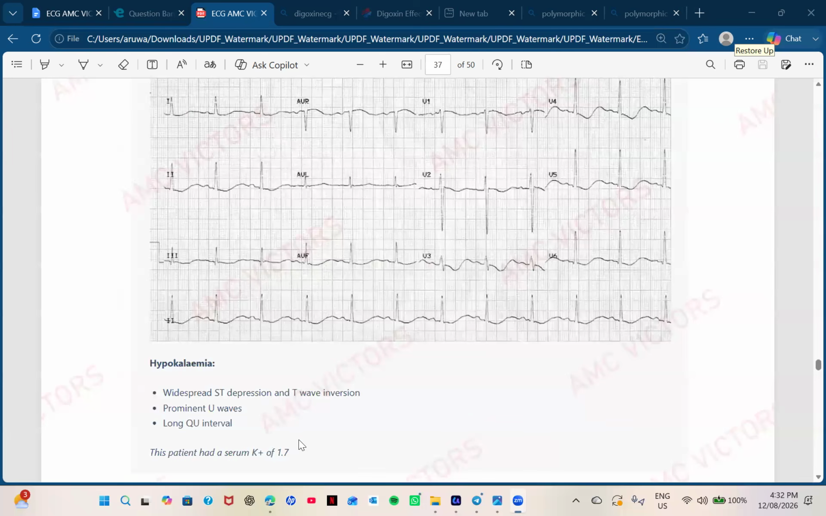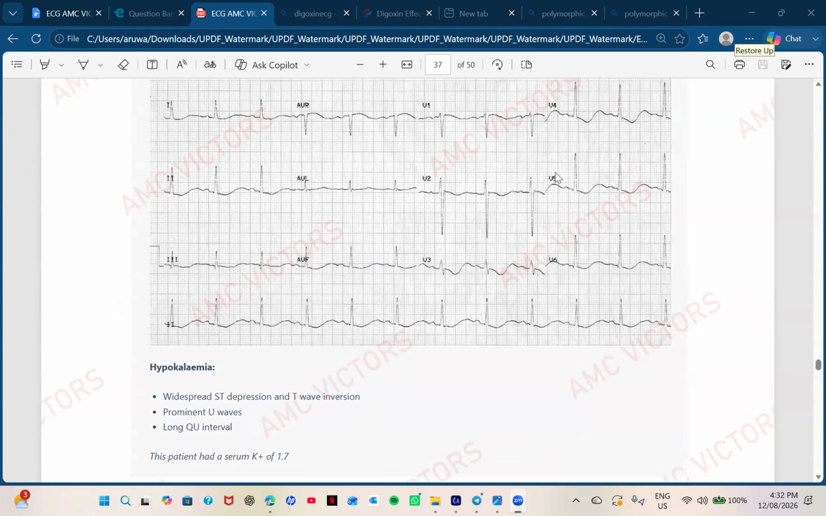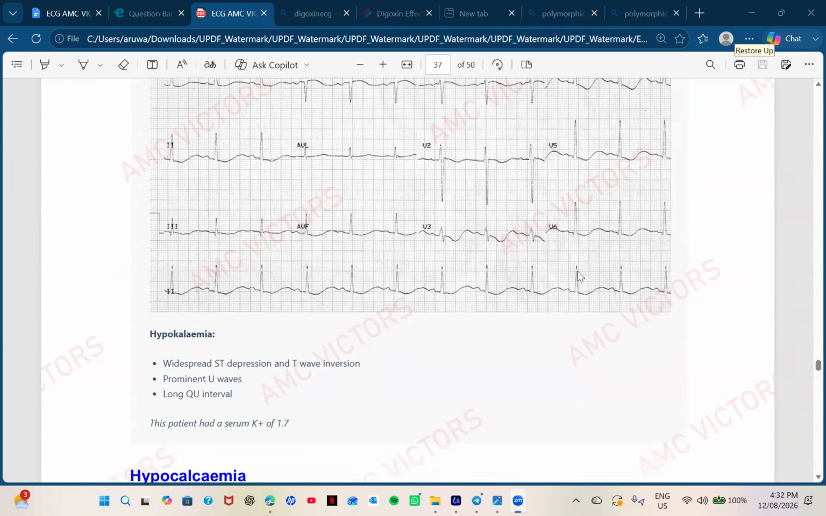Here, widespread ST depression and T wave inversion. You can see the U wave and the T wave inversion. Long QU interval as well here. Very good. The T wave inversion, then the U wave like that.